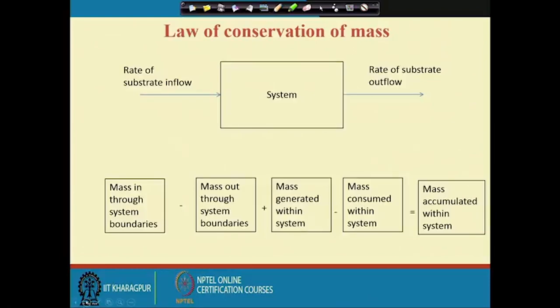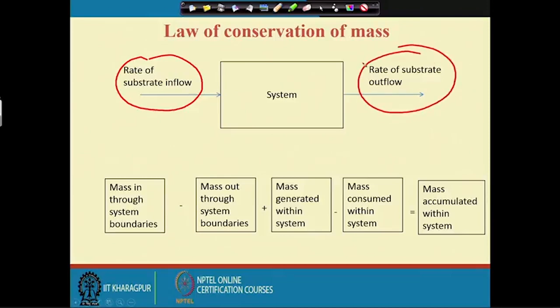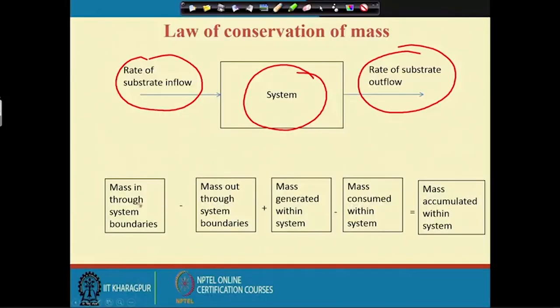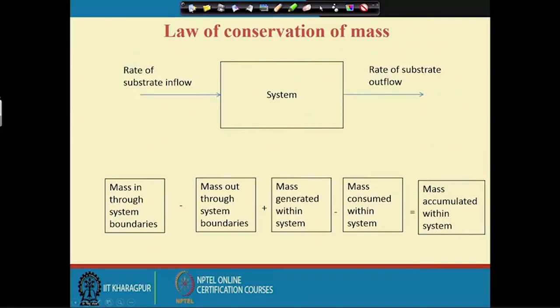What do you mean by the law of conservation of mass? If you look here, there is a rate of substrate inflow and a rate of substrate outflow, passing through a system like this. The law of conservation of mass means that nothing can be destroyed, and the overall balance of the process should remain the same. Mass in through the system boundaries, minus mass out through the system boundaries, plus mass generated within the system, minus mass consumed within the system, is equal to mass accumulation within the system. This is called conservation of mass. Ultimately, that should remain the same.